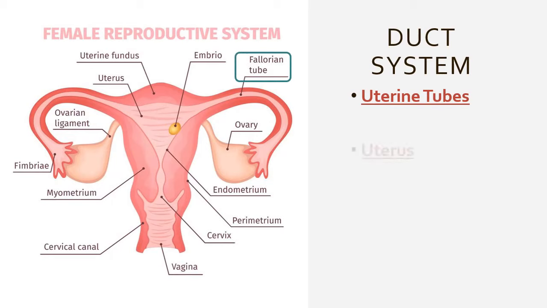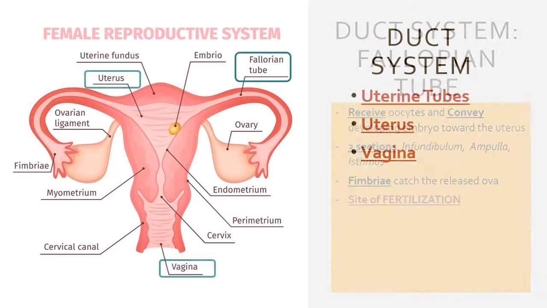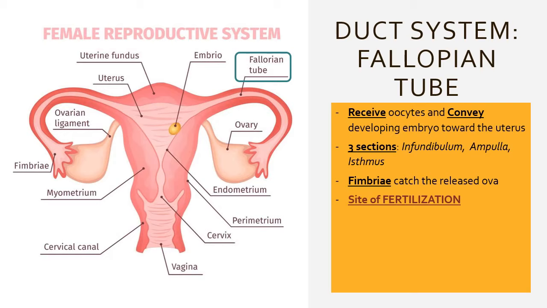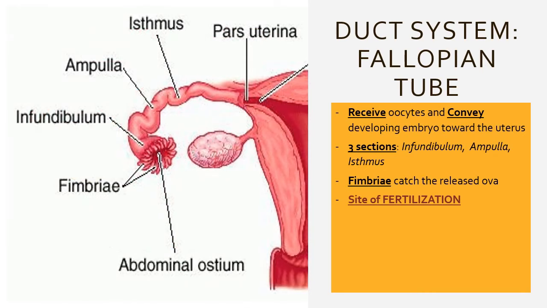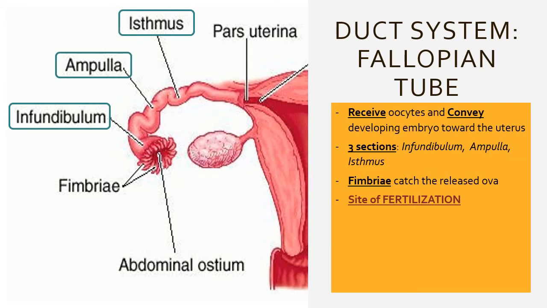Now, let's take a look at the duct system. Another name for the uterine tubes is the fallopian tubes. The fallopian tubes receive oocytes and convey the developing embryo toward the uterus. It has 3 sections: the infundibulum, the ampulla, and the isthmus.